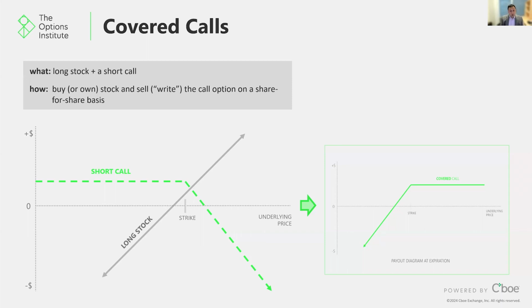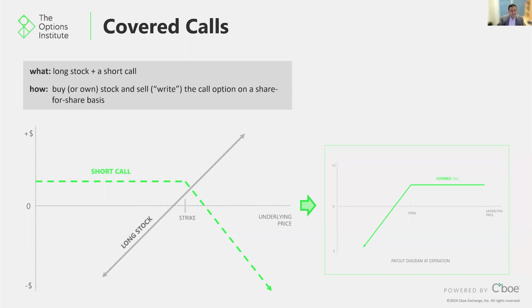If you are long stock, which is the gray line on the left chart, that gray line shows you that when markets go up, you make money. So on the right-hand side, you make money. It's a 45-degree line. When markets go down, you lose money. That should be fairly simple. If you're long stock and it goes up, you make money. It goes down, you lose money.